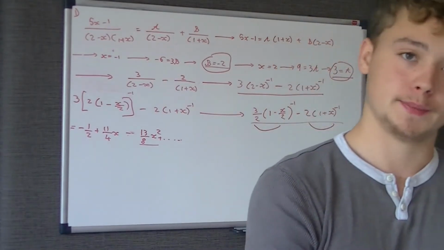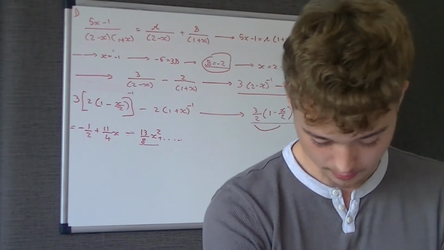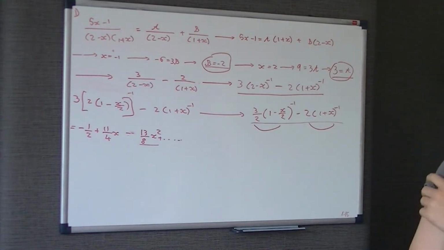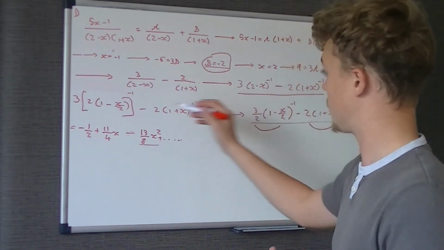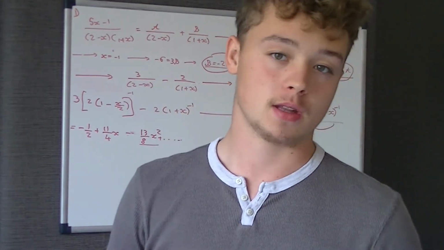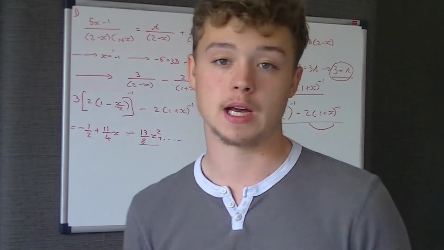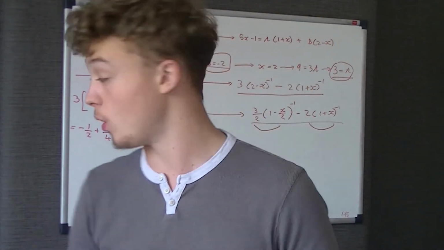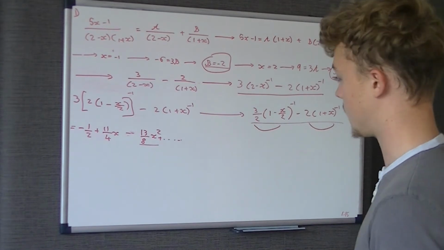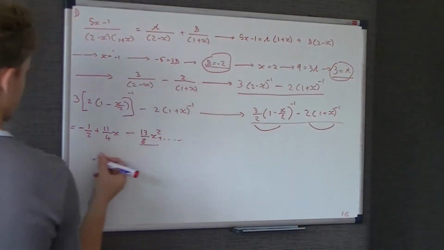If n is not a positive integer, so because it's minus 1, then the values for a, which is the x bit, lie between minus 1 and positive 1. So what we're going to do is do that with these two expansions here.